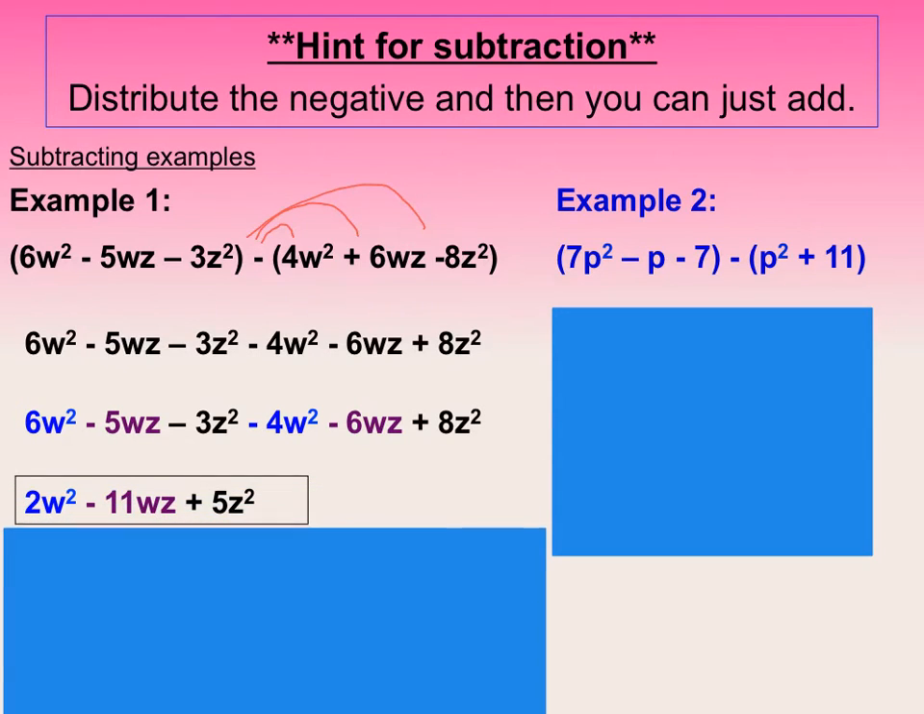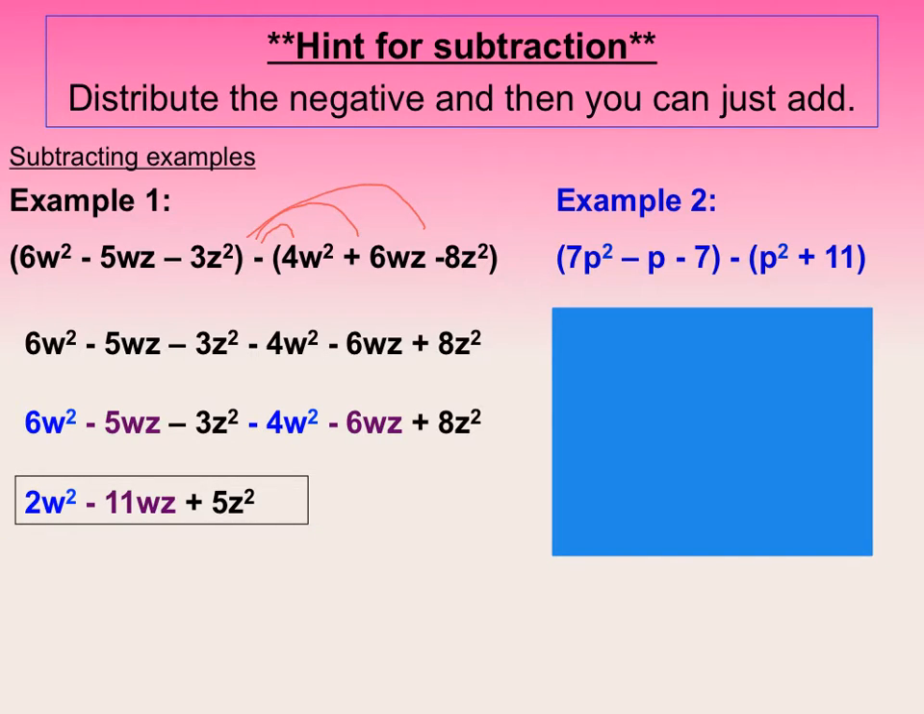So 6 minus 4w makes 2w squared, negative 5wz minus 6wz is negative 11wz, and then negative 3z squared plus 8z squared is 5z squared. And that is all you can do for that one, so at that point you would be done.